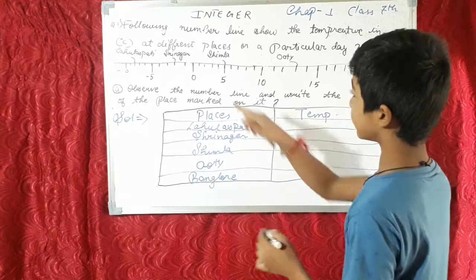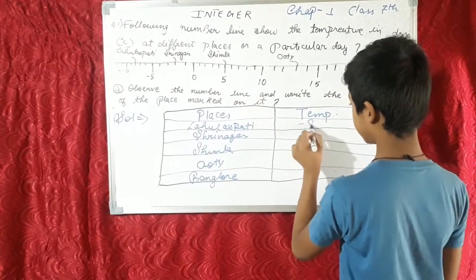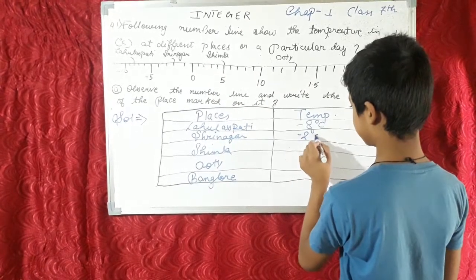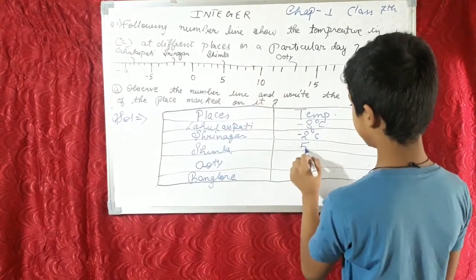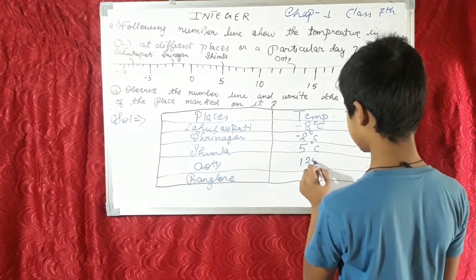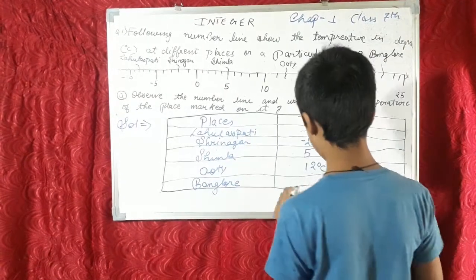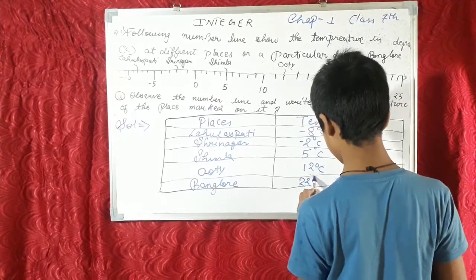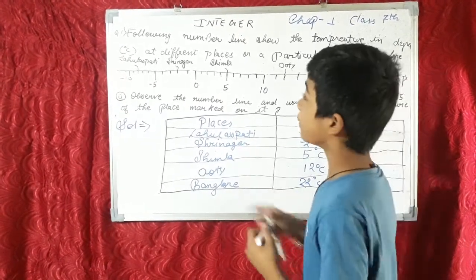Okay. So what is the temperature of NCERT? It is -8 degrees Celsius. Temperature of Srinagar -2 degrees Celsius. Temperature of Shimla is 5 degrees Celsius. Temperature of Ooty is 12 degrees Celsius. Now Bangalore, what is it? It is 22 degrees Celsius. Okay, so we have done the first question's part A.